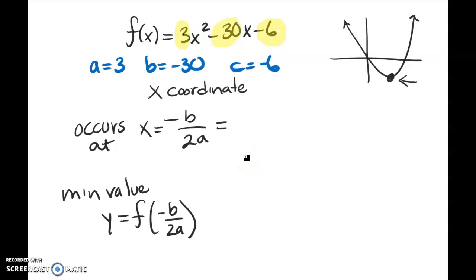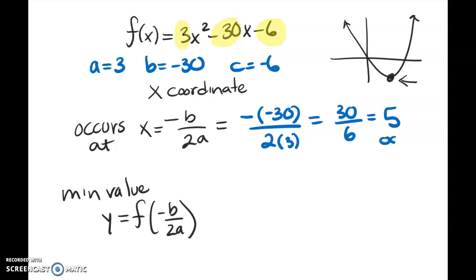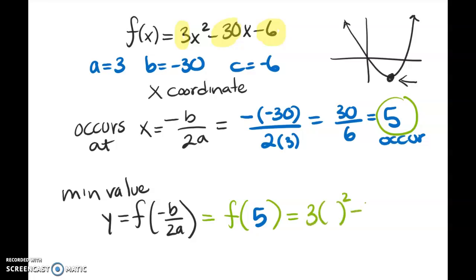So substituting those values into the opposite of b over 2a, it would be the opposite of negative 30 over 2 times 3. So I would get positive 30 over 6. So it would occur at 5. And then I would take that value now, and that's my x coordinate, and I would plug it in to the function. So I would say f at 5. And so my function was 3 times x squared minus 30x minus 6. So let's plug in the 5.